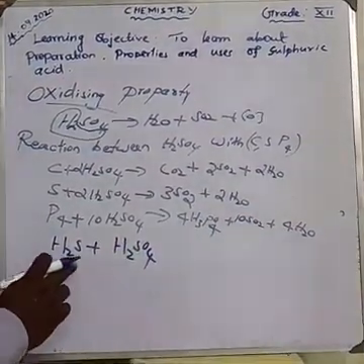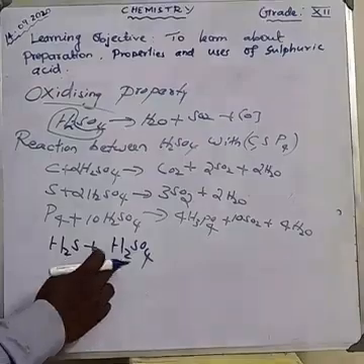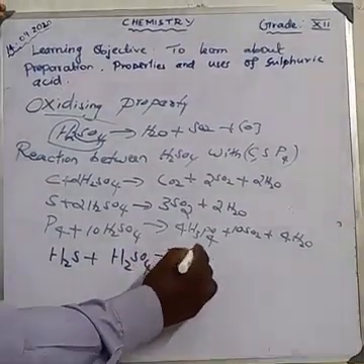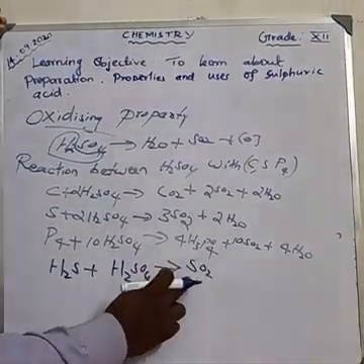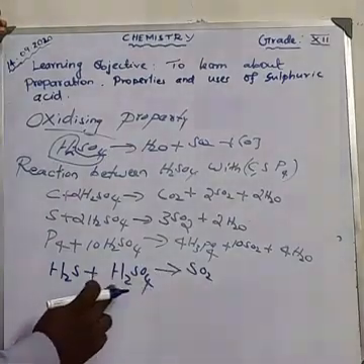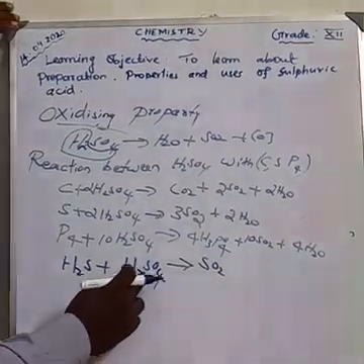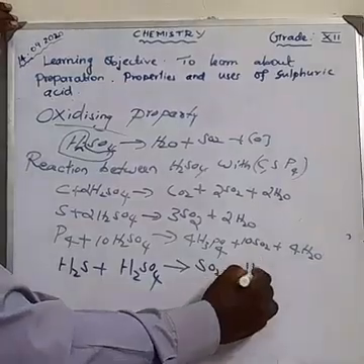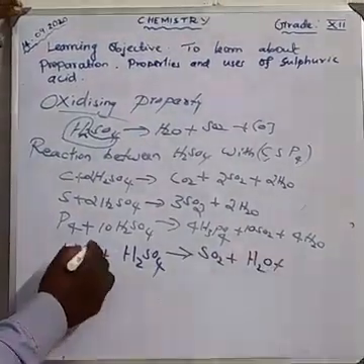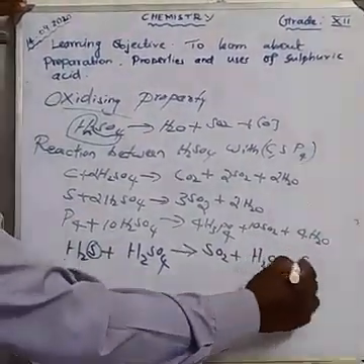Hydrogen sulfide reacts with sulfuric acid to form sulfur dioxide gas. Sulfur dioxide is evolved. Hydrogen combines with oxygen to form water, plus sulfur is leaving.